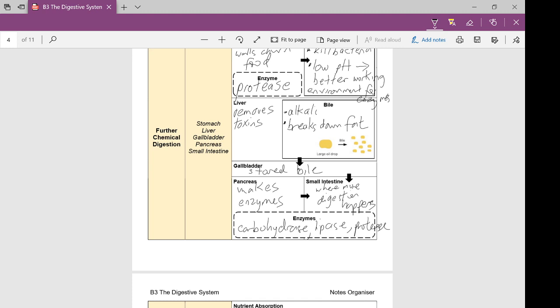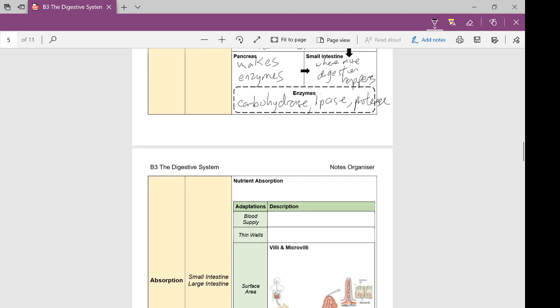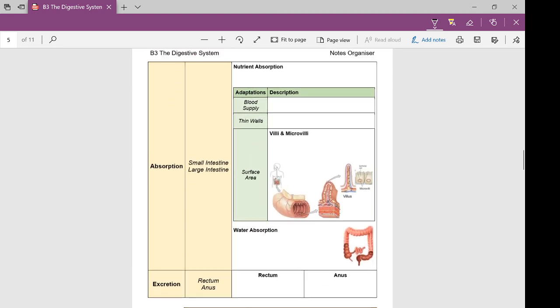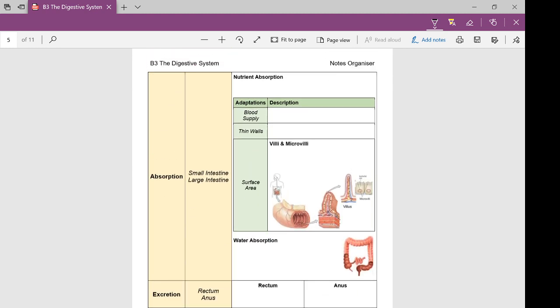The small intestine doesn't actually make the enzymes itself. Remember, that's the pancreas. It's just where it actually happens. The enzymes get sent to the small intestine. Now, finally, we're going to talk about what happens after it gets broken down.